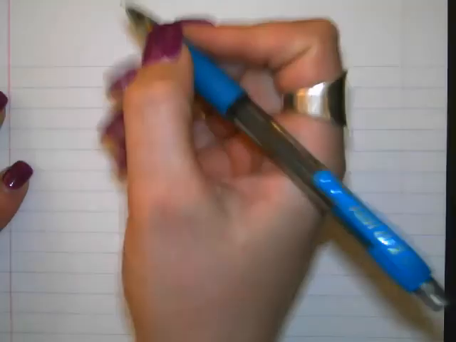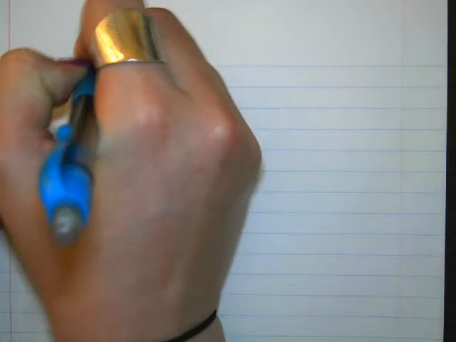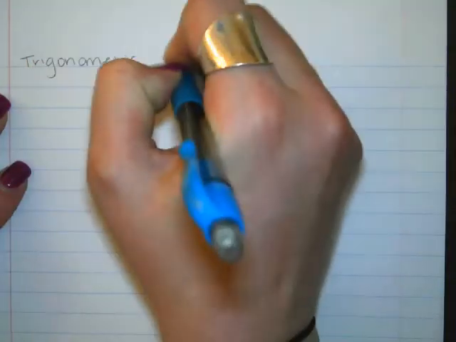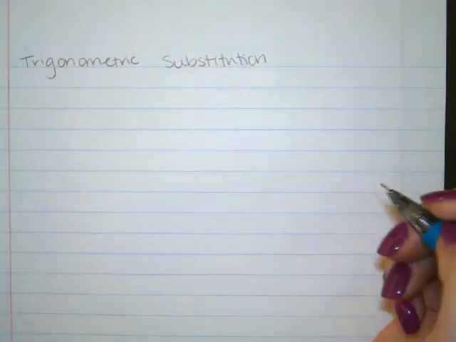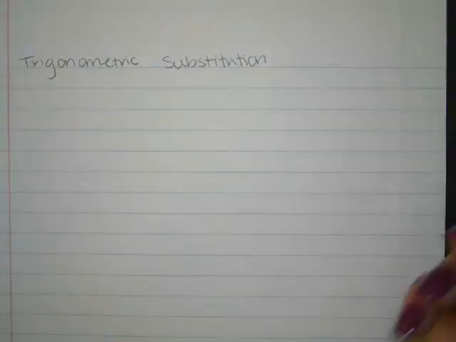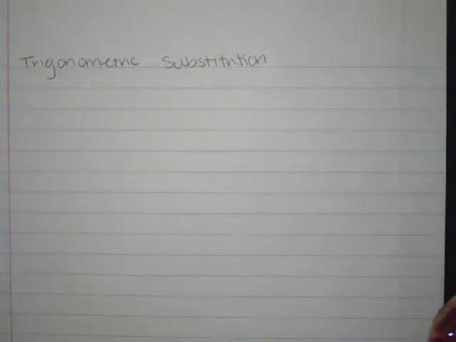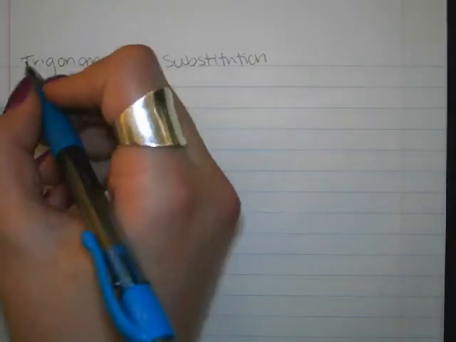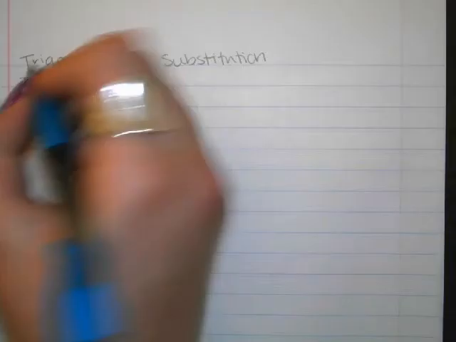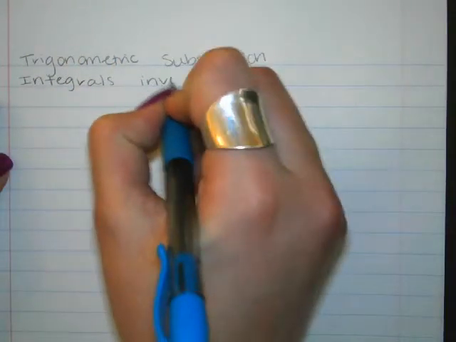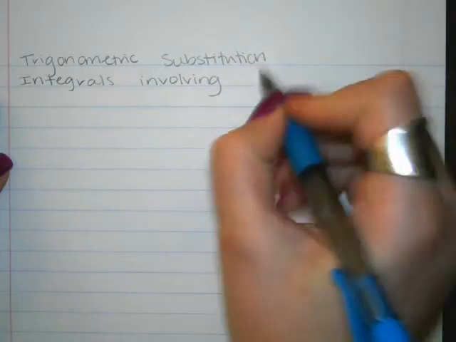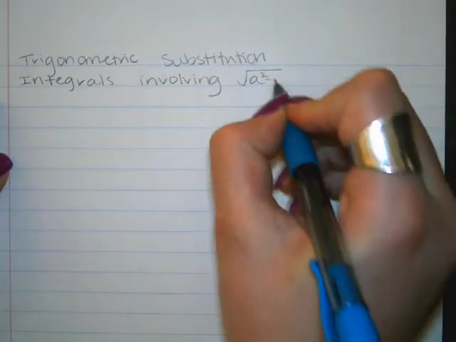On the top of your notes, you're going to write trigonometric substitution. And this is going to be with integrals involving the square root of a squared minus u squared.